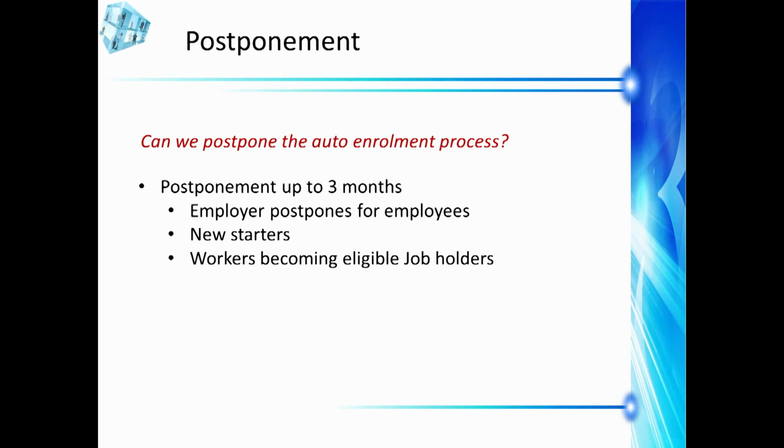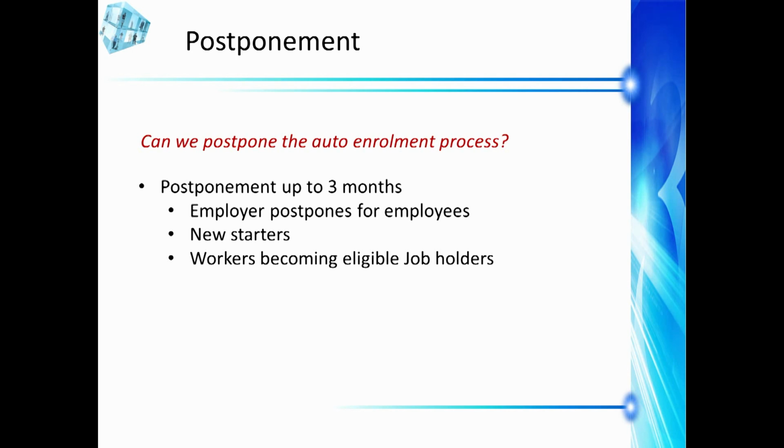Workers becoming an eligible job holder. How can a worker become an eligible job holder? Well, there's a number of methods. It could be, for instance, they're 21 and they just reached the age of 22, and therefore, based upon their age, they could become an eligible job holder. Do you need to auto-enroll them straight away? No, you could postpone it for up to 3 months.